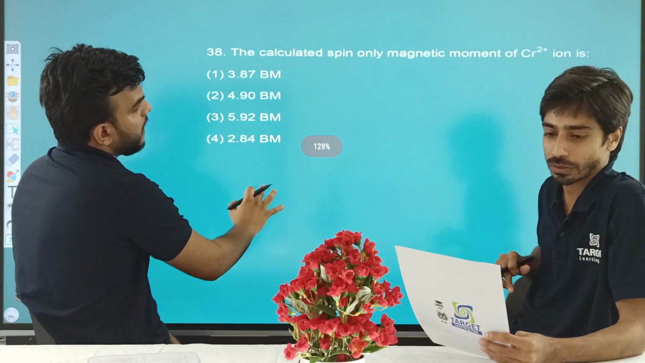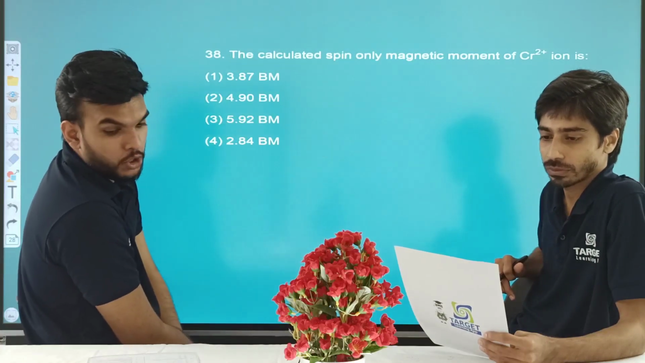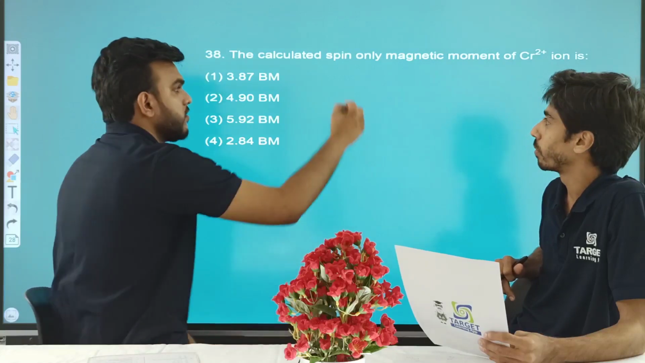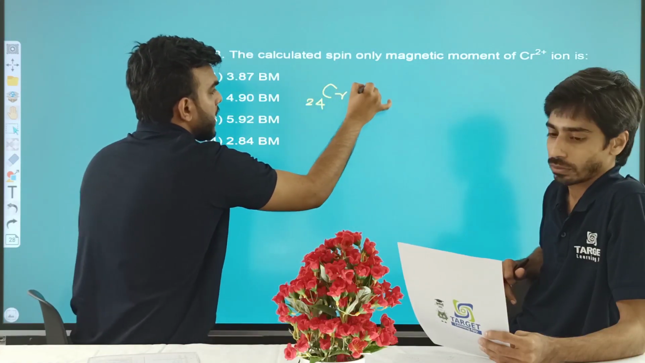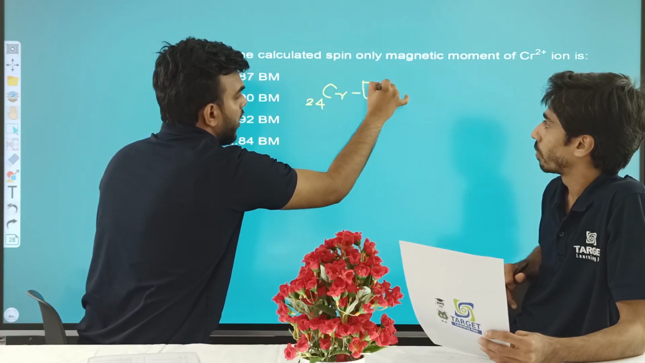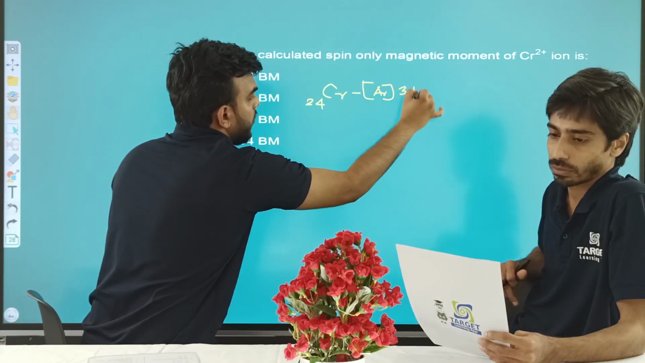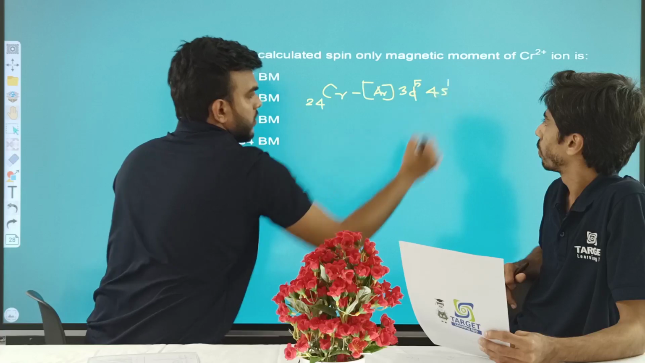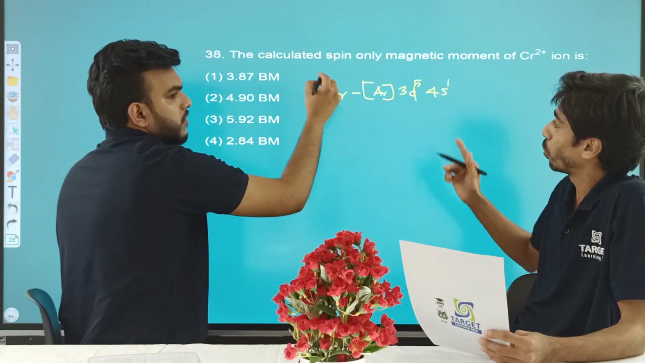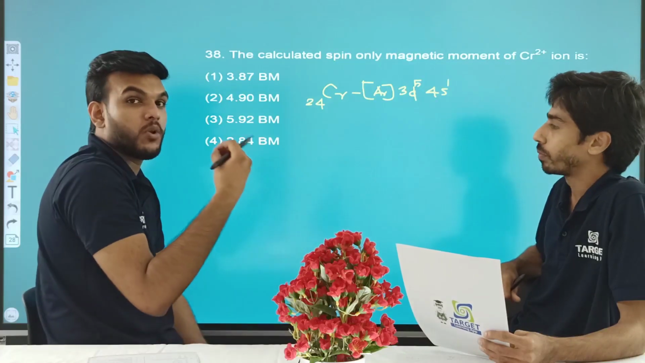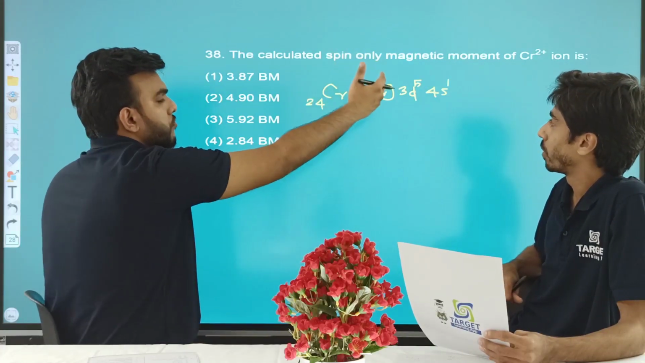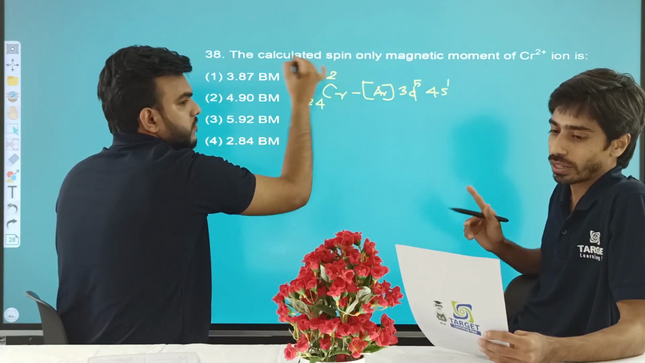Calculate the spin only magnetic moment of Cr2+, that is chromium 2+ ion. You know that chromium has atomic number 24, so the configuration is argon 3d5 4s1. Some students may write 3d4 4s2, but the actual configuration, based on stability, is 3d5 4s1. I think that's why they give this question.